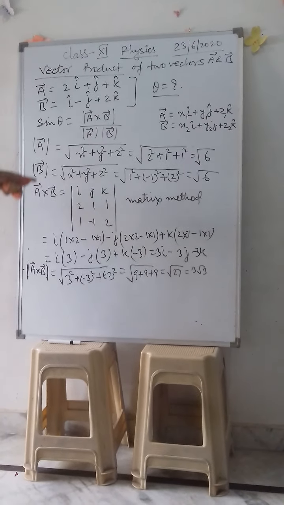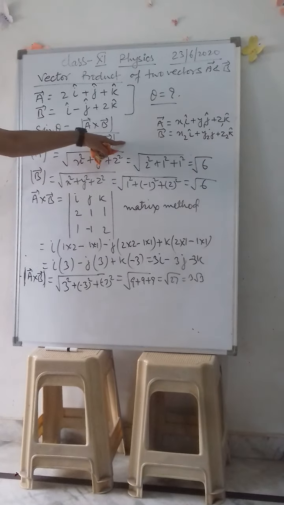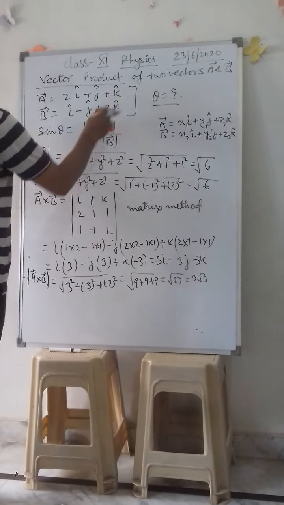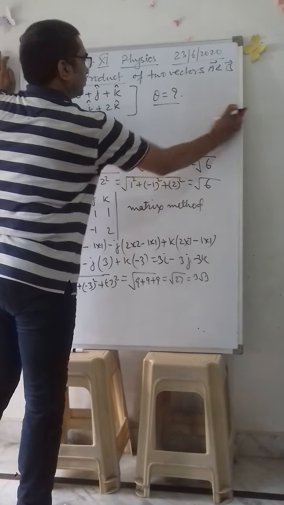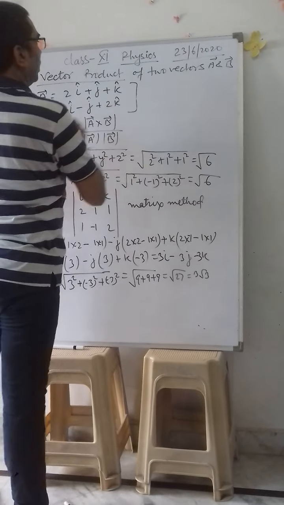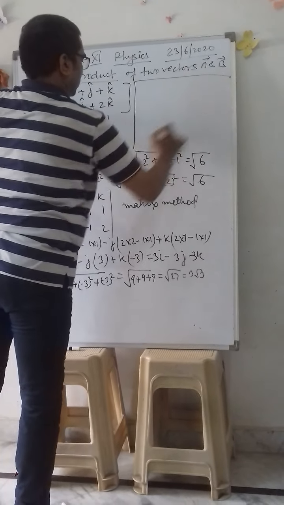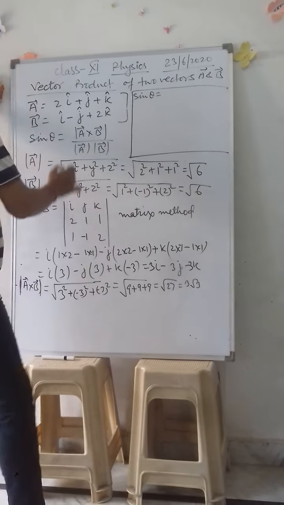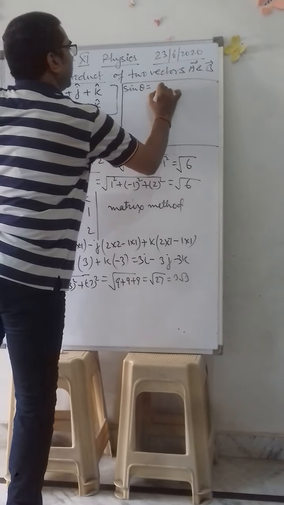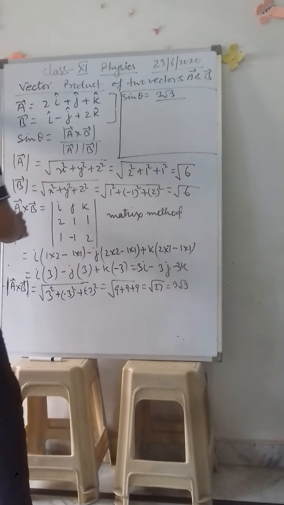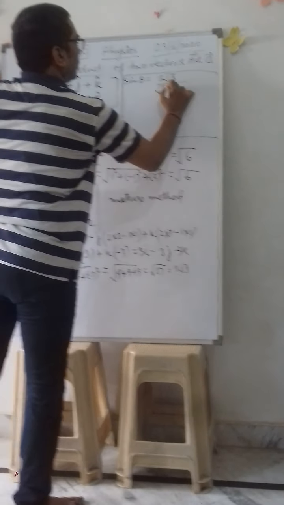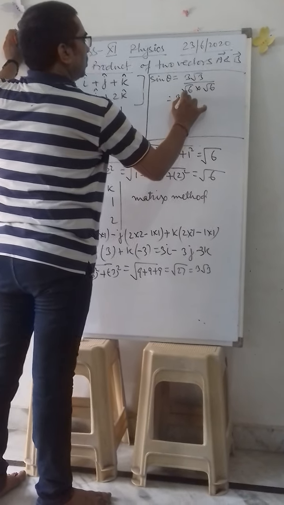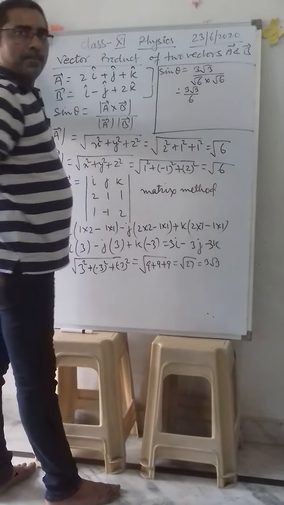Now we can put this value in this formula and find the sin theta. Sin theta equal to mode of A cross B, 3 root 3, upon mode A root 6 and mode B root 6. That means we have 3 root 3 upon 6.